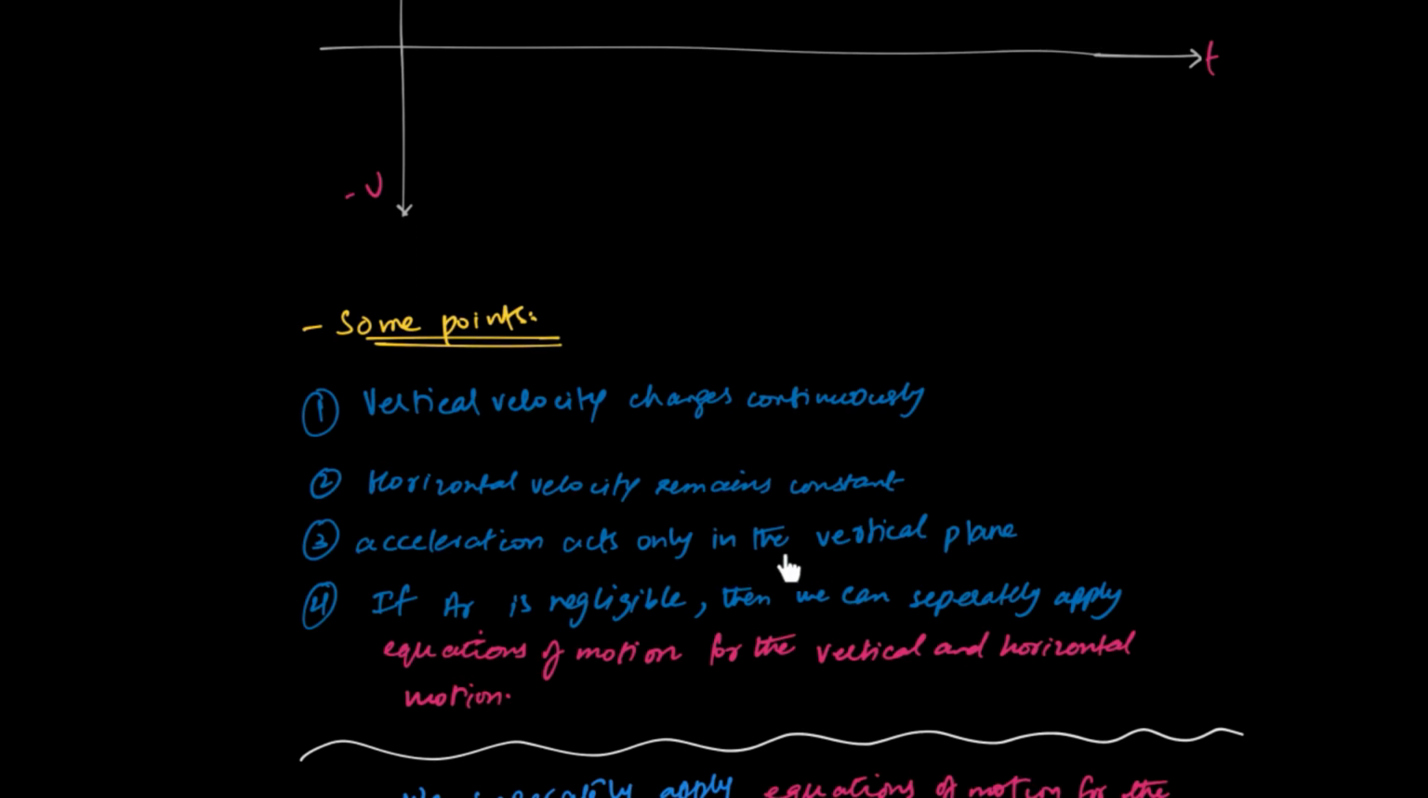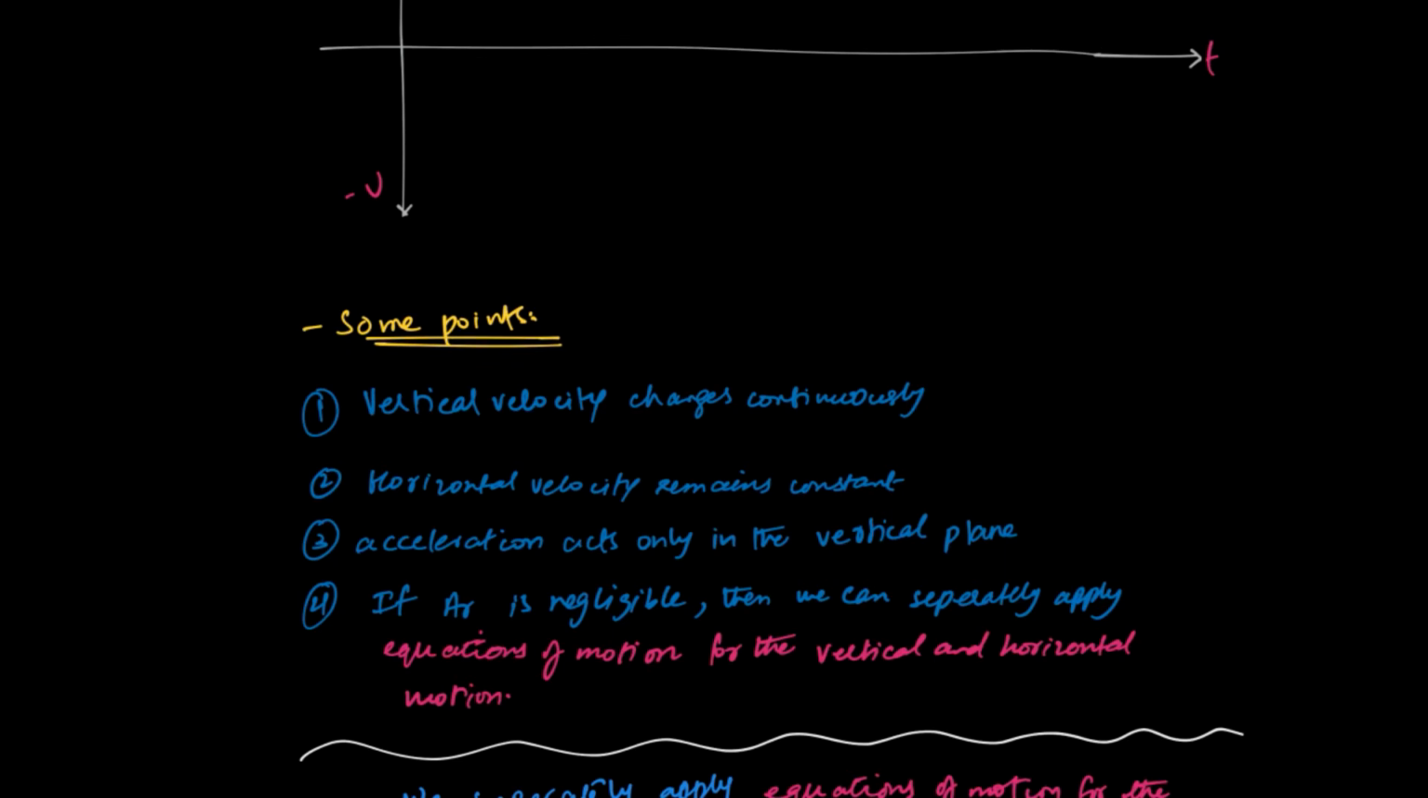Then, acceleration acts only in the vertical plane. Again, the reason is that there is a change in velocity only in the vertical plane, and no change in velocity in the horizontal plane. If there's no change in velocity in the horizontal plane, then there's no acceleration. And if there's a change in velocity in the vertical plane, then acceleration is present only in the vertical plane. The last one says if air resistance is negligible, then we can separately apply equations of motion for the vertical and the horizontal motion.